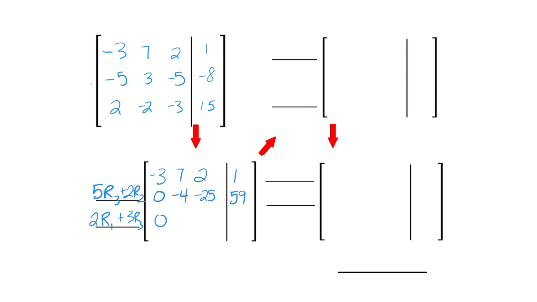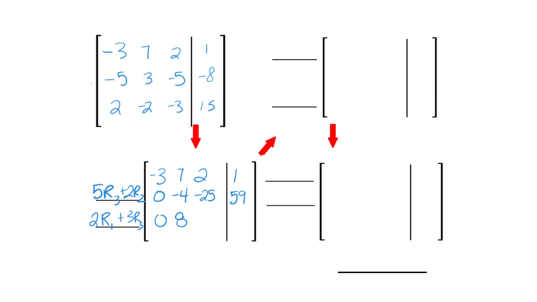All right, but let's do it all the way down. So 2 row 1, that's a 14. 3 row 3, that's going to be a negative 6. So 14 and negative 6, that's 9. Okay, that is not 9, that is 8, sorry.